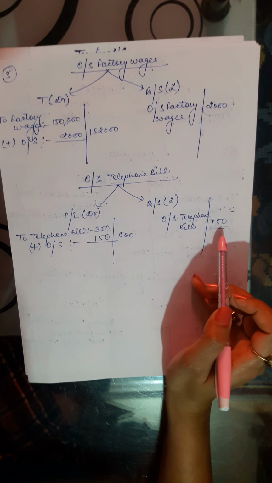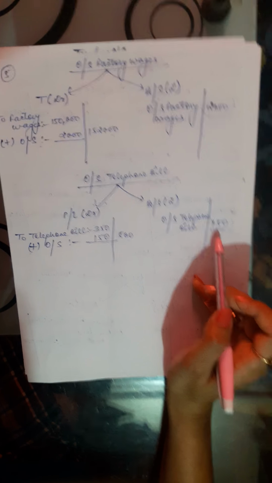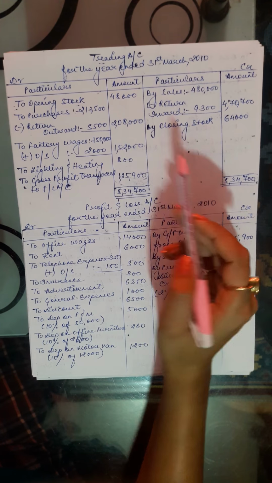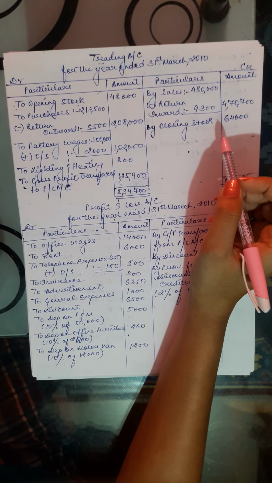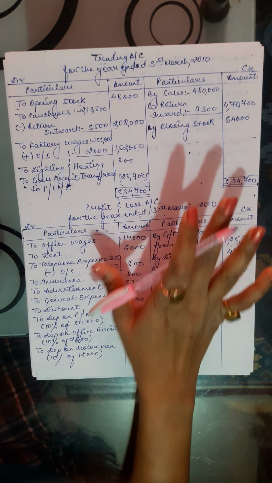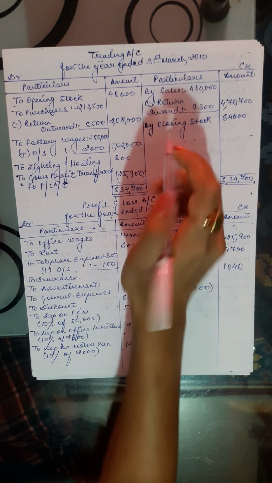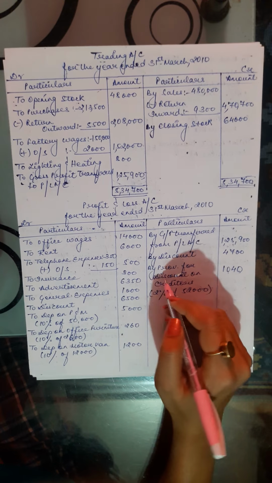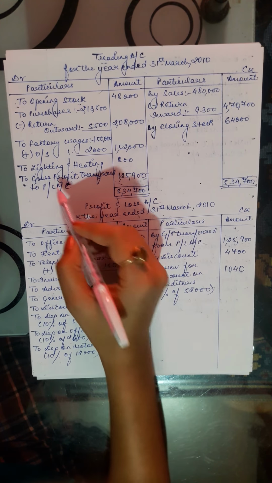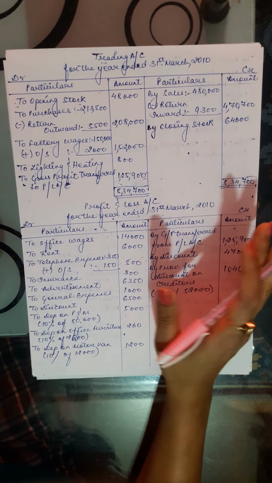Okay, so this was all about your working of the adjustment. Now you all can prepare trading, P&L and balance sheet. Okay, see what you have to do. You already have the solved question in your hand. You just have to make the format of trading account, profit loss account and balance sheet, and you just have to calculate the gross profit, net profit and the total of your balance sheet.